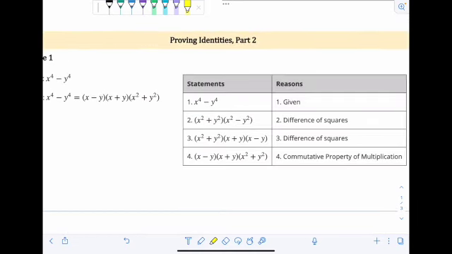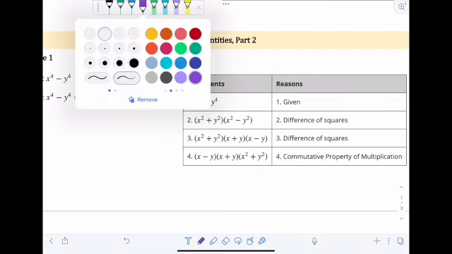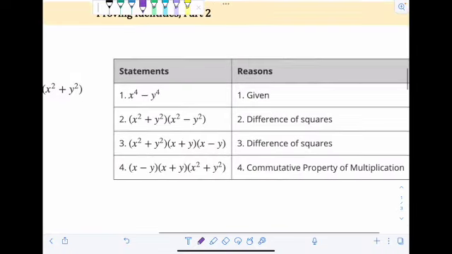Okay, so statement number 1, x to the fourth minus y to the fourth, that is given. And then we are going to factor that using the difference of squares. So I'm going to add a little bit inside here. So the quantity that's being squared is x squared. x squared squared is equivalent to x to the fourth, and then minus y squared squared.